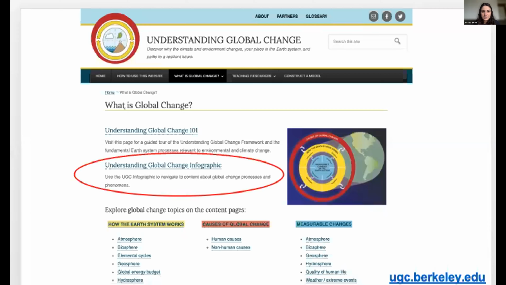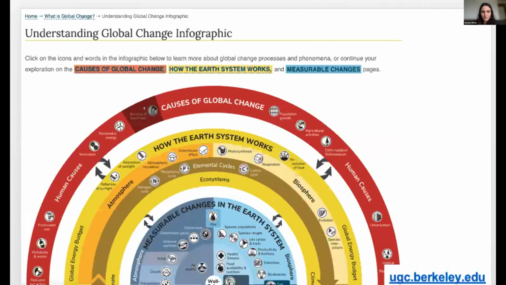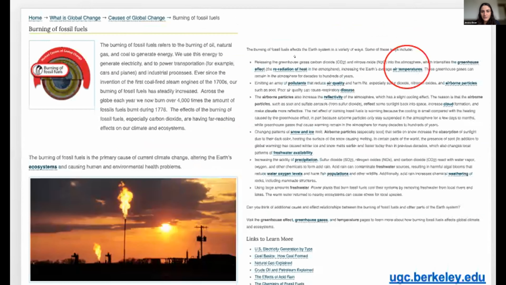And again, you can access all of these slides and this information on the 101 page on our website. We also have this really great clickable infographic. So we call this the infographic, this version of our framework with all the different parts. This clickable version allows you to navigate to different site content. So if you want to learn more about burning of fossil fuels, you could click on burning of fossil fuels and it will take you to that page on our website. And then all the other topics on our infographic are hyperlinked, so you can navigate to all these different pages.